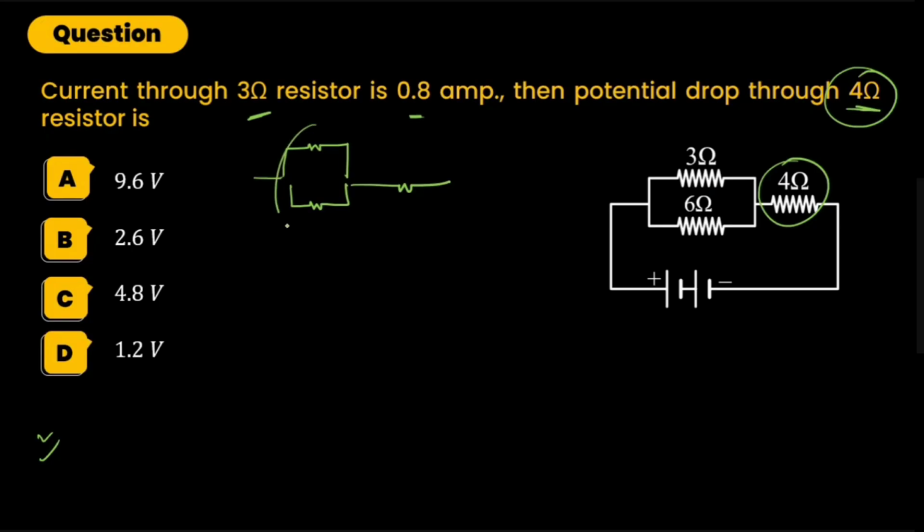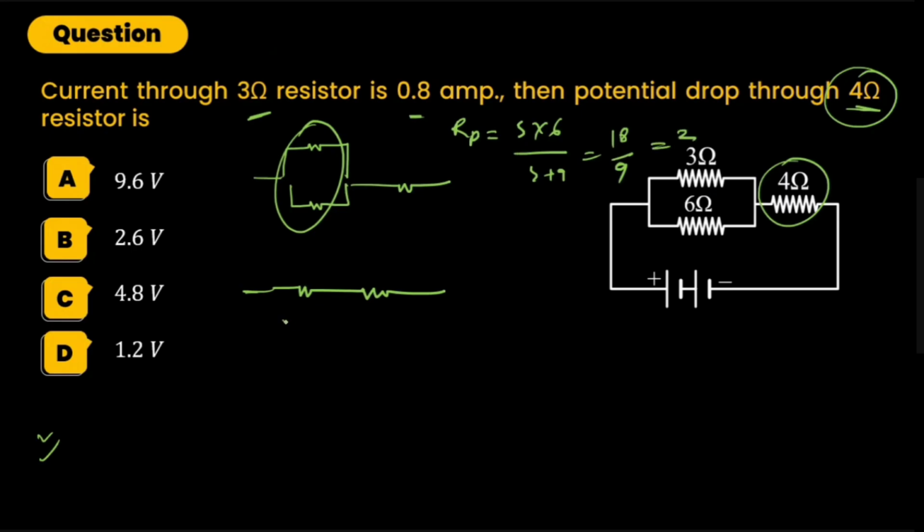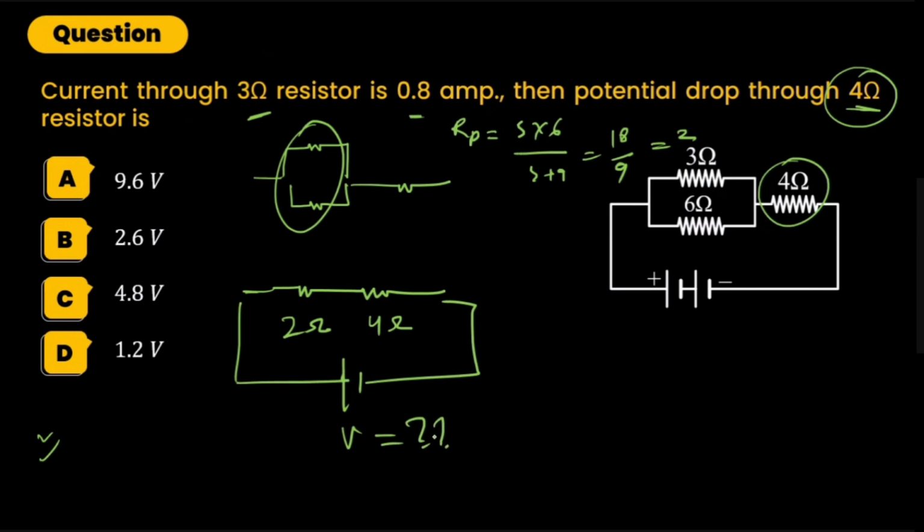So these two are in parallel. Let us find that parallel combination answer. It should be 3 times 6 by 3 plus 6, that is 18 by 9, which is 2 ohm. And this is 4. And there is a battery connected, of some potential. This is what we have to find.